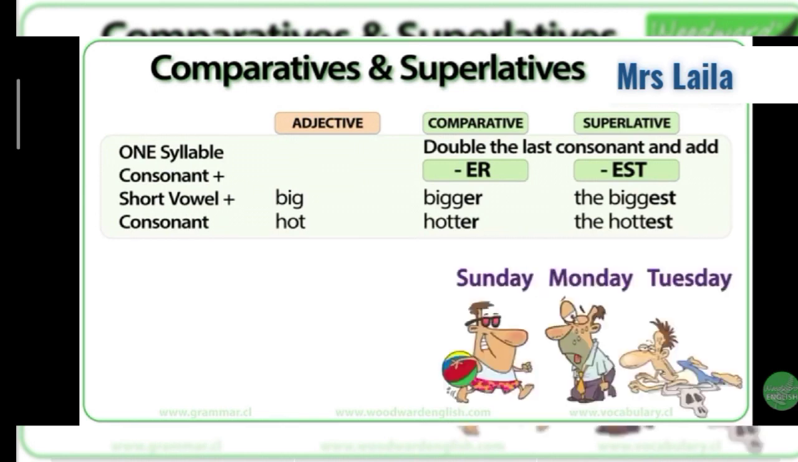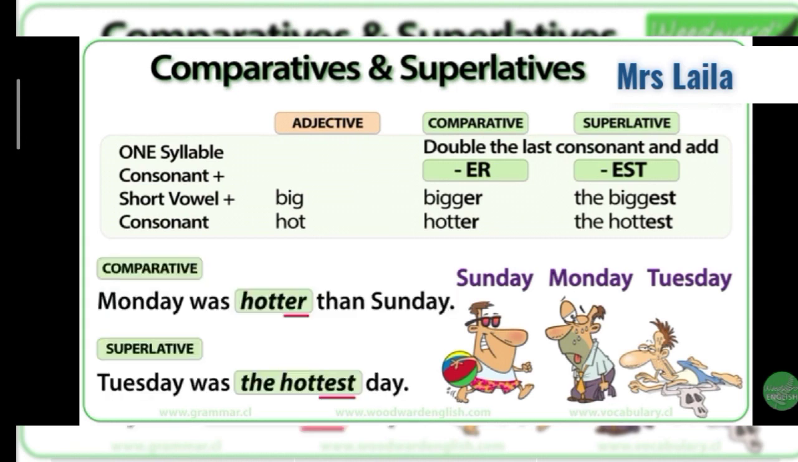Now look at the weather on these three days: Sunday, Monday, and Tuesday. How to compare these three days using the comparative hot? Sunday was hot. Monday was hotter than Sunday. Tuesday was the hottest day.